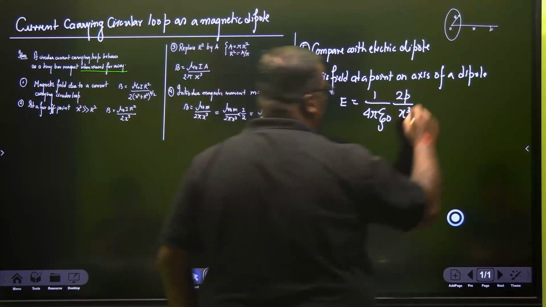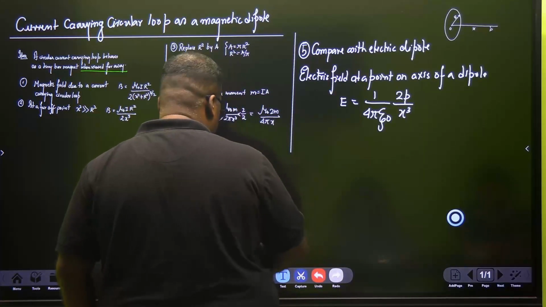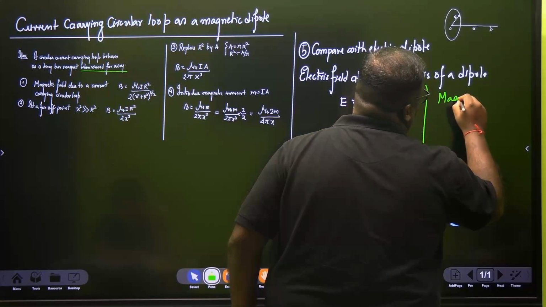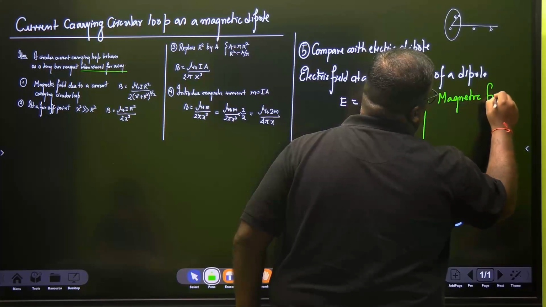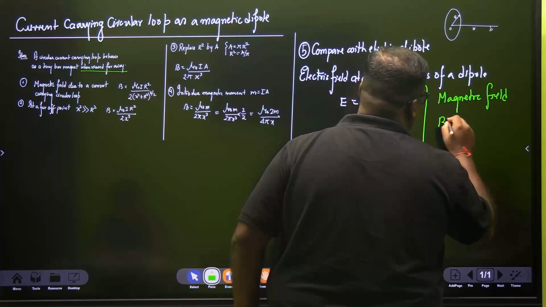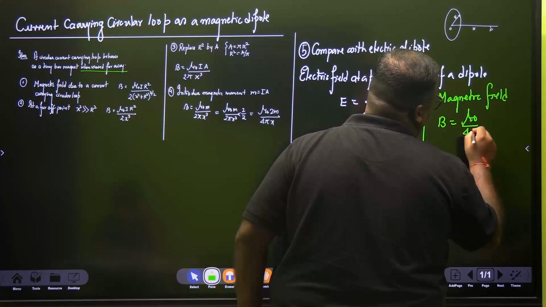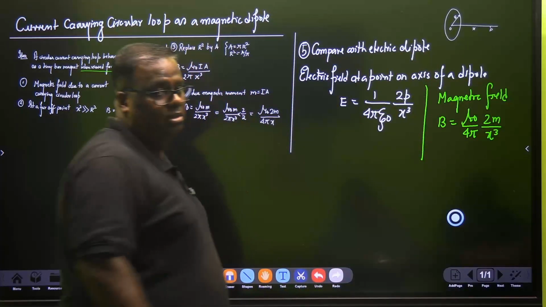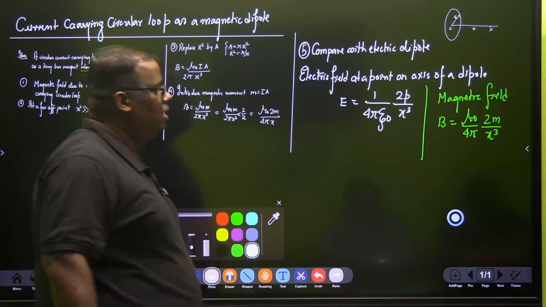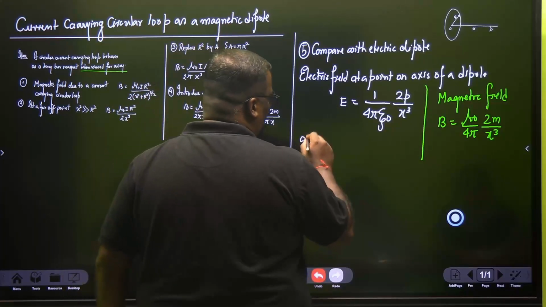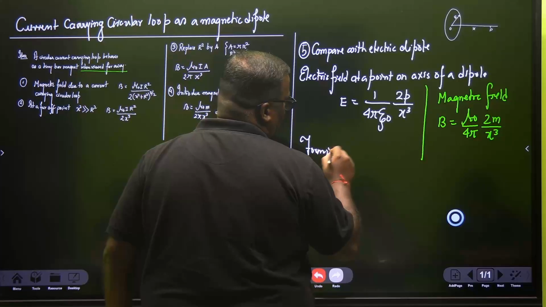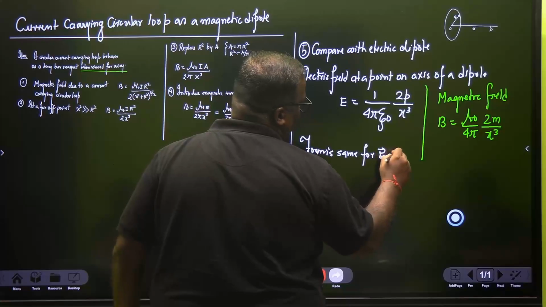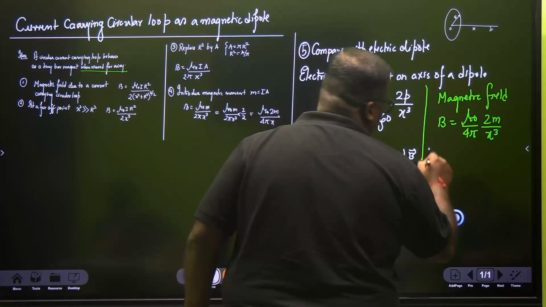So at this junction, just compare with what you found for the magnetic field. The magnetic field came out as B equal to mu naught by 4 pi, 2M divided by x cube. This is what is going to give us the story. So we say the form is the same for E and B.